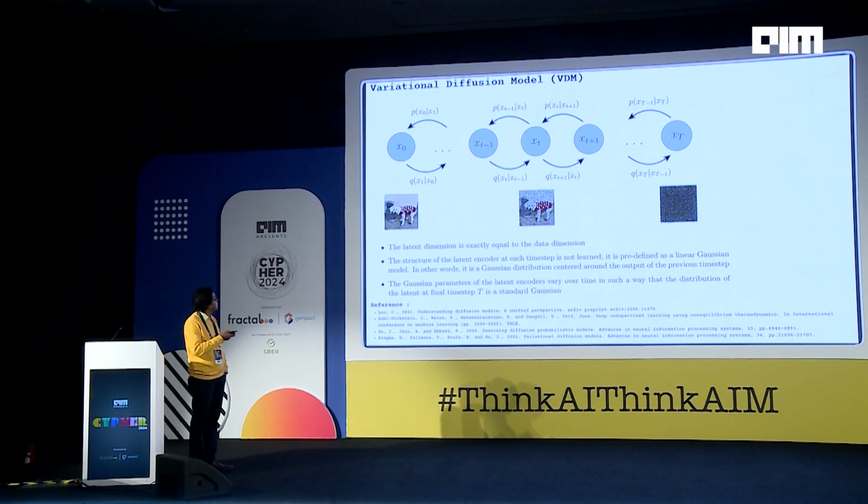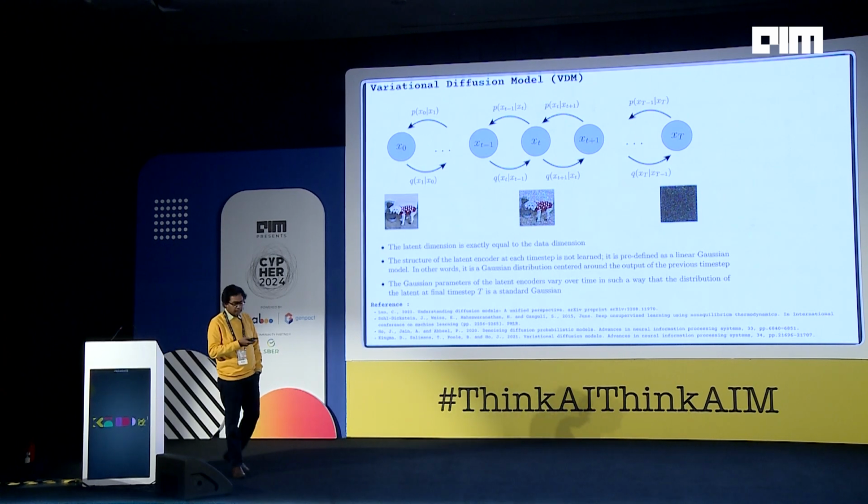So the latent dimensions are all the same, there is no change in the dimension. The structure of this encoder is not learned. It's a linear Gaussian function, and this latent encodes over time, with the distribution of the final latent at time t being a standard Gaussian. So this will be a standard Gaussian, that means Gaussian 0, 1, okay?